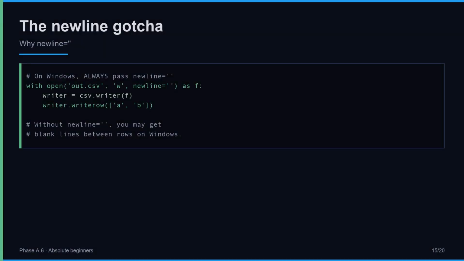Here is the gotcha we promised. When you open a file for writing CSV, always pass newline equals empty string. Why? Because the csv library writes its own newlines at the end of each row. If Python also translates newlines, which it does by default on Windows, you end up with double blank lines between rows. Passing newline equals empty string tells Python, do not touch the newlines, the csv library will handle them. Make it a habit. It costs nothing on macOS or Linux and saves real bugs on Windows.